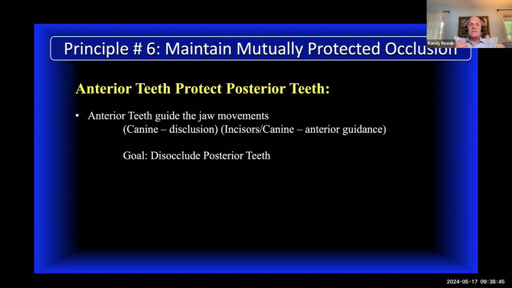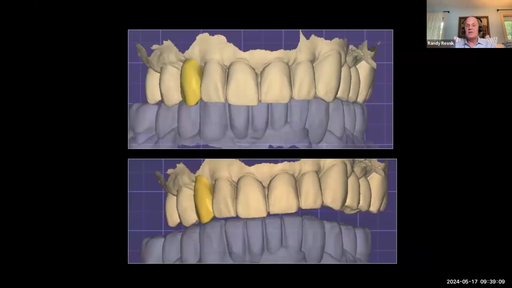Okay, let's finish this up on principle 6, maintain mutually protected occlusion. Again, the mutually protected occlusion definition is that the anterior teeth protect the posterior teeth. How do they do that? The canine discludes, separates the posterior teeth. The incisors and the canine take care of our anterior guidance, which again discludes the posterior teeth. So this cuspid is very, very important for this disclusion.